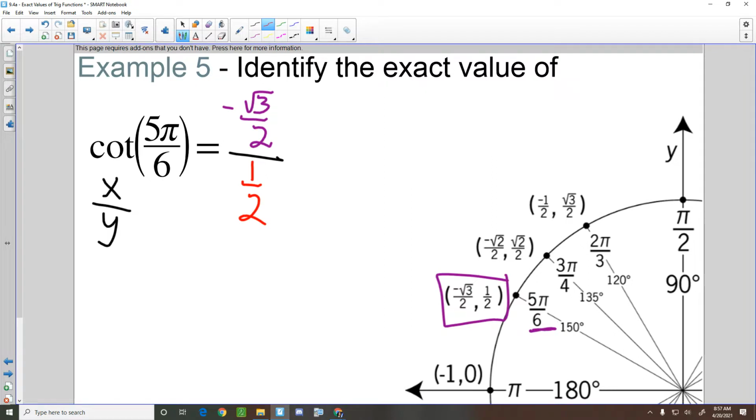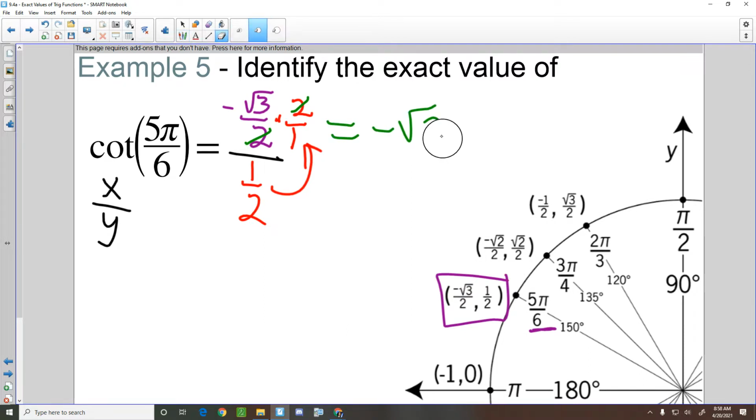right? X divided by y. Dividing by a fraction is the same as multiplying by the reciprocal. So I'm going to take that 1 over 2 and multiply by 2 over 1. The 2's cancel out, and we're left with negative square root of 3. Anybody else get that? Negative root 3? Couple of you? Okay. Fantastic. Any questions on this one before we move on?